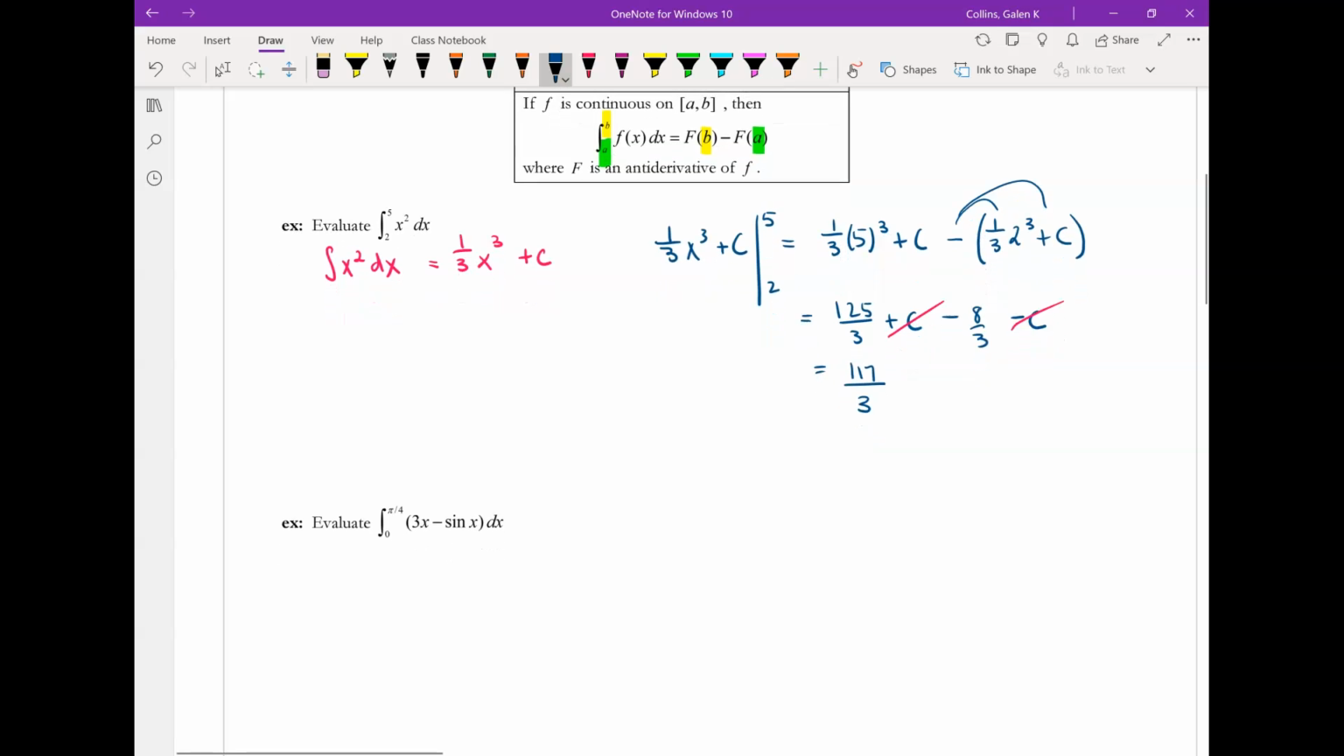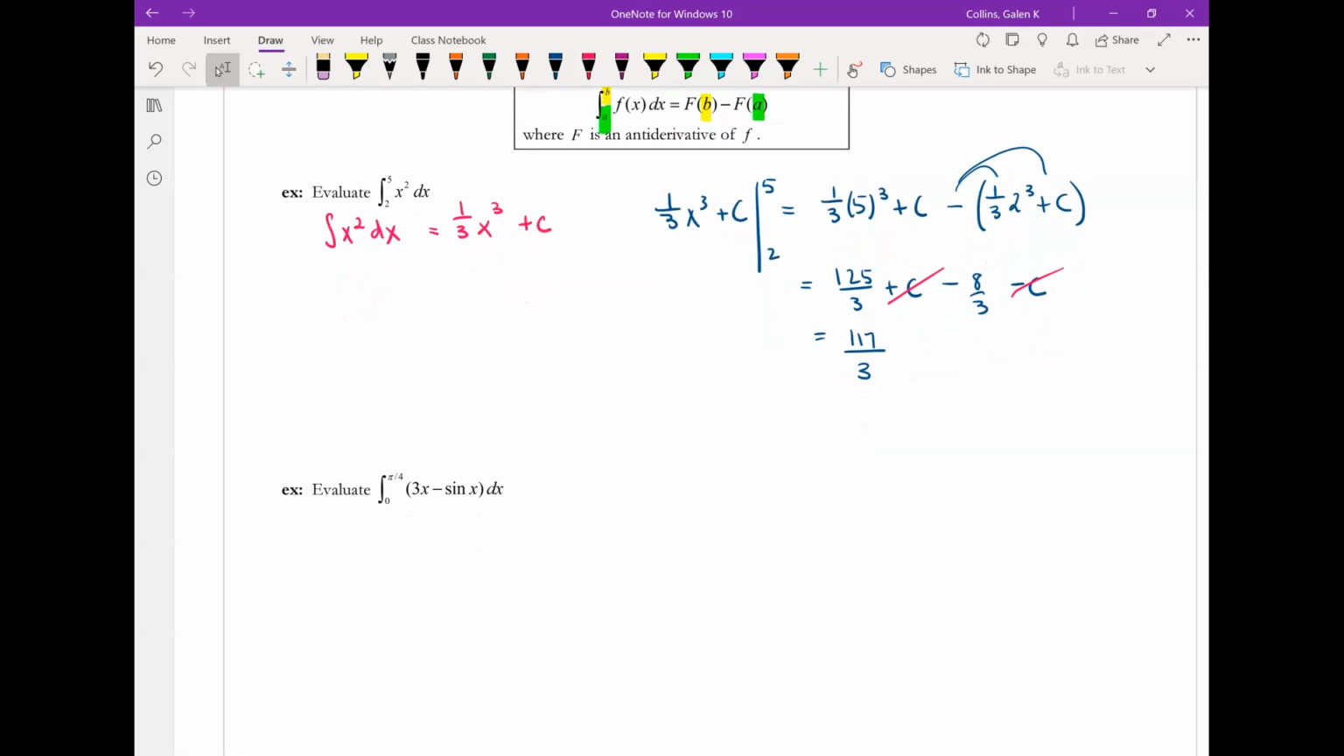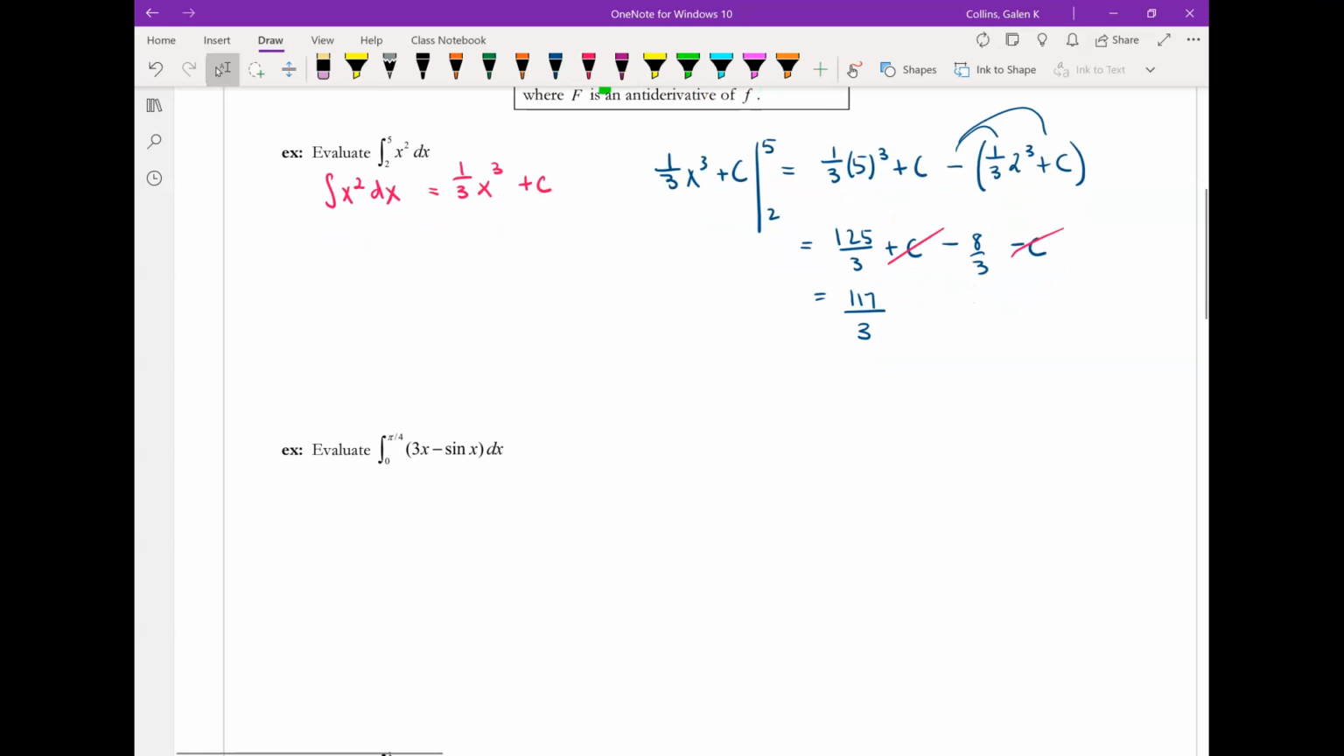All right, I'm not going to include the constant of integration on the rest of these because it's just more writing and it's unnecessary. So in our next example, we're going to evaluate the definite integral from 0 to pi/4 of (3x minus the sine of x) dx. And the parentheses there are just so that the dx applies to everything in parentheses.